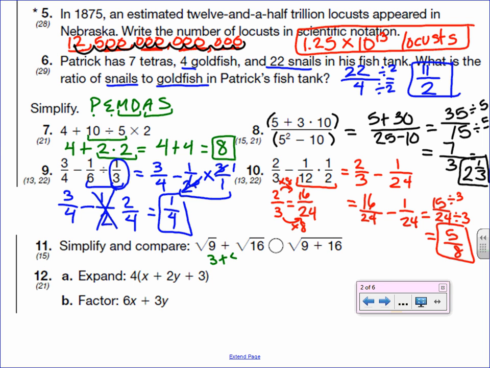Square root of 16 is 4, and then 3 plus 4 is 7. And then over here we have the 9 and the 16 under the same square root. So 9 plus 16 comes first. So we have the square root of 25, which is 5. And 7 is greater than 5. So the point that they're showing you here is that you can't separate them. When you have two things underneath a square root symbol all together, it's not the same thing as if you separate them and have them each under their own square root symbol.